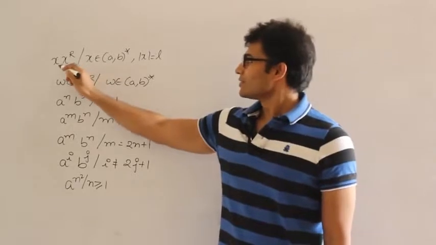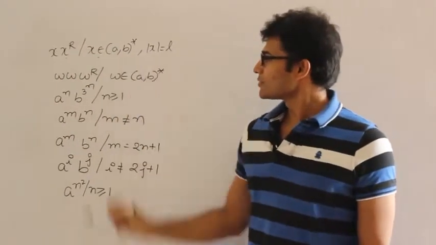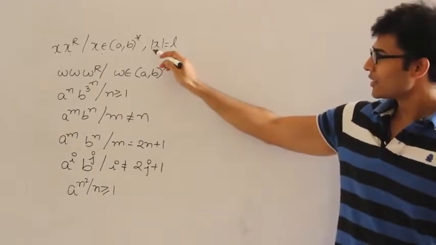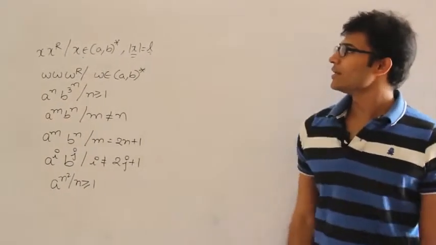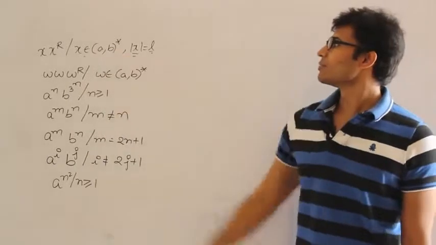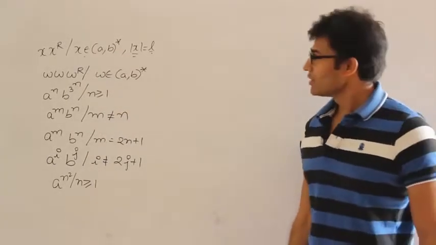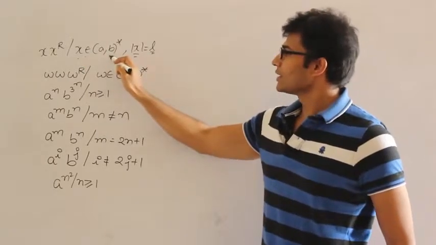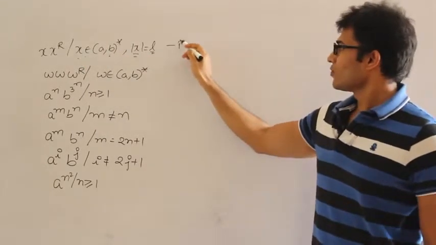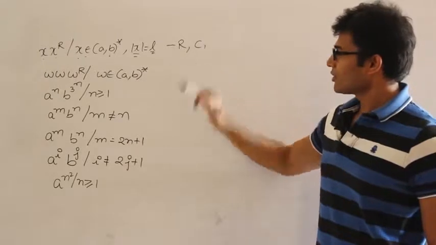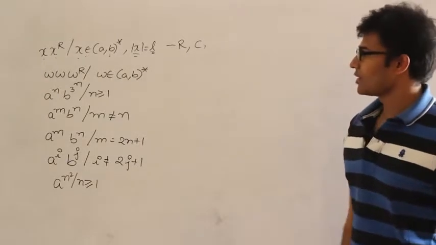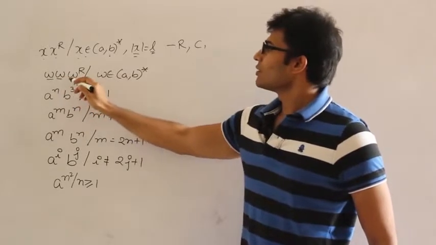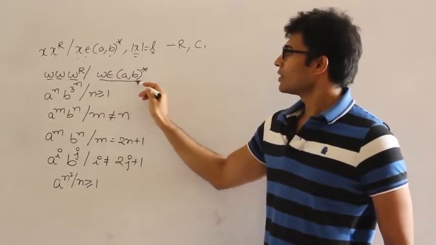See this, x power r such that x belongs to {a,b}*, which means x can be anything, but there is a restriction that length of x is exactly L. So how many strings will be possible? If you count the number of strings, there will be 2 power L strings. So this language is clearly finite, and therefore it is regular, and therefore it is context free language, both deterministic and non-deterministic, right?